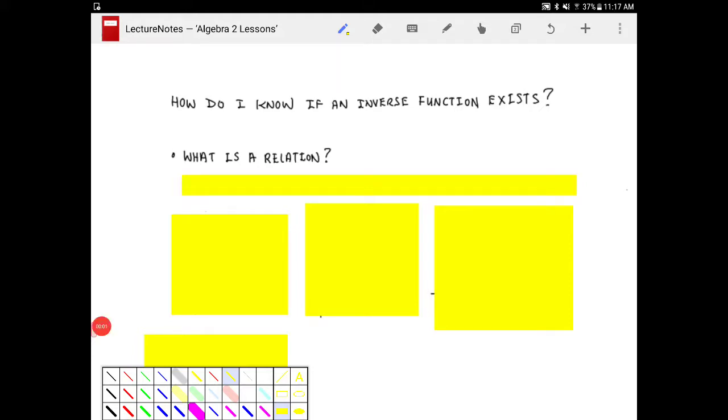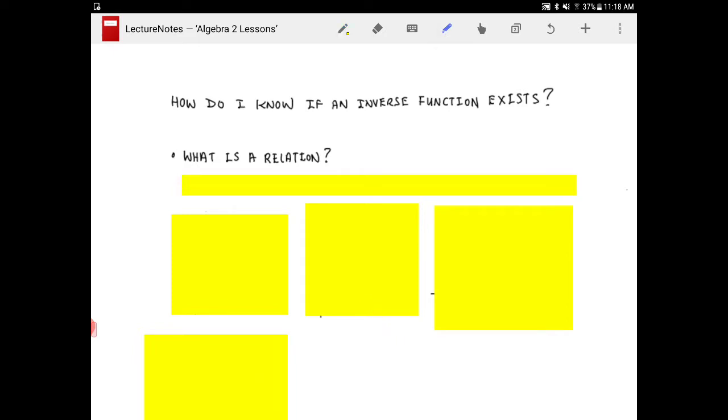Hello students, in this video we're going to attempt to answer the question, how do we know if an inverse function exists? In order for us to answer this question, we have to first understand what exactly is a function, and in order for us to understand what is a function, we have to first understand what's a relation. So let's try to answer that question first. What exactly is a relation?